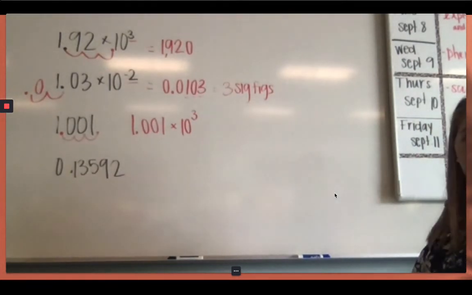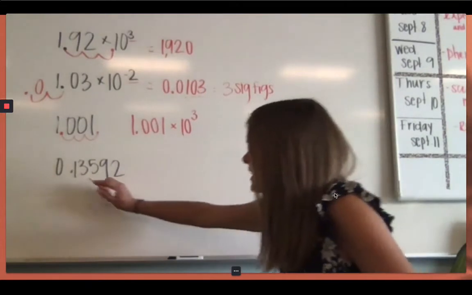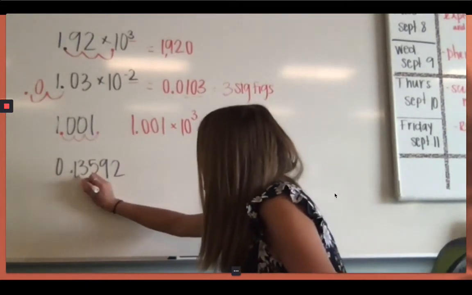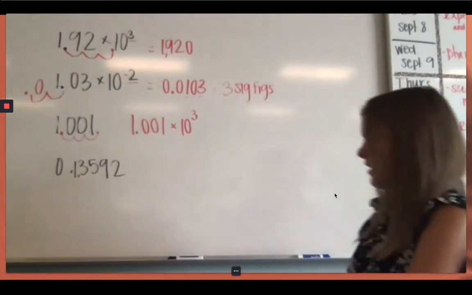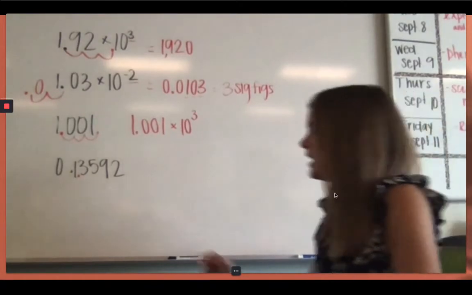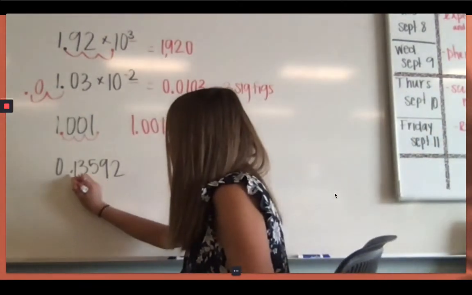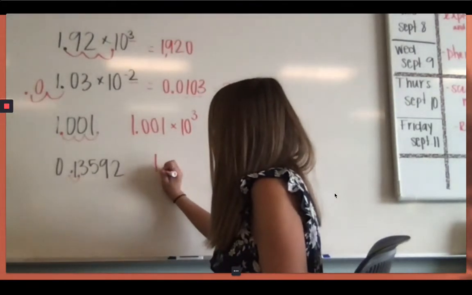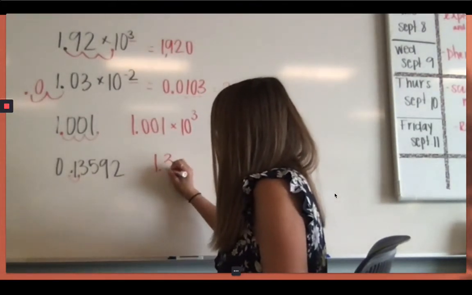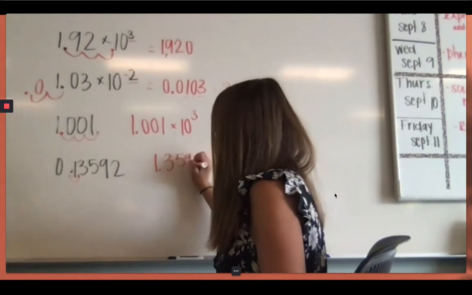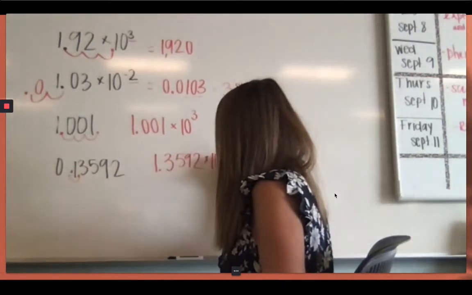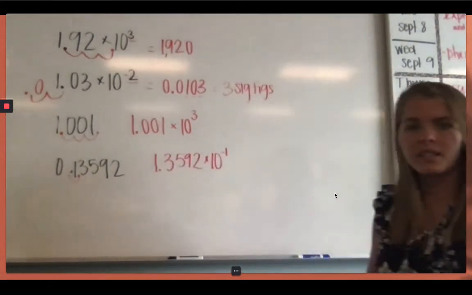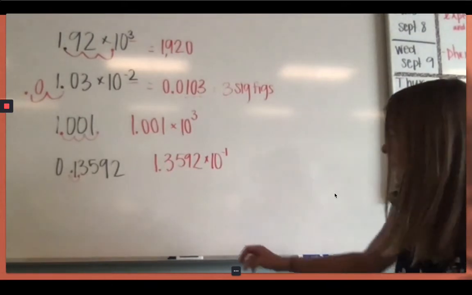We're going to do the same for the next one. We put our decimal 1 spot after the whole number, and it takes us 1 time to get back to the original spot. So in scientific notation, this number would be 1.3592 times 10 to the negative 1, because it's a number smaller than 1.